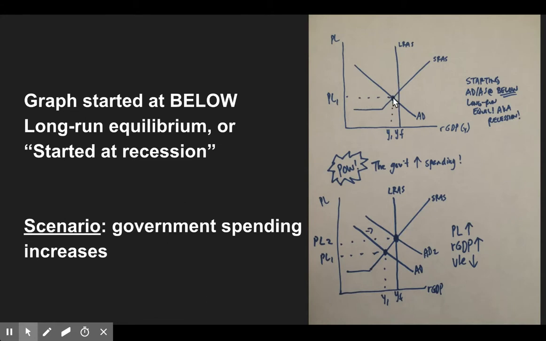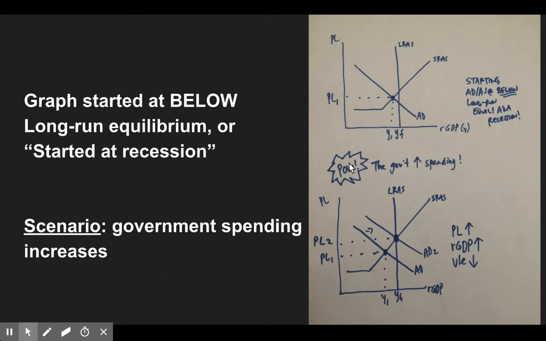The graph started below long run equilibrium, or at recession, because again, all three curves do not intersect. We are at a time of economic trouble in the short run. In this case, it happens to be a recession, or below full employment. So here we see Y1, which is our temporary equilibrium point, our short run equilibrium point, below our full employment, which should be up here at YF, GDP at full employment.